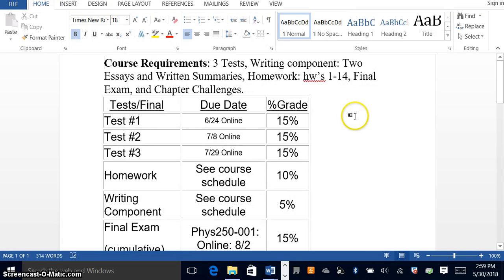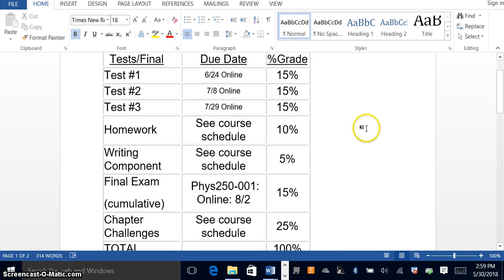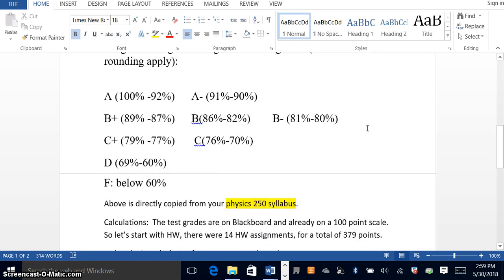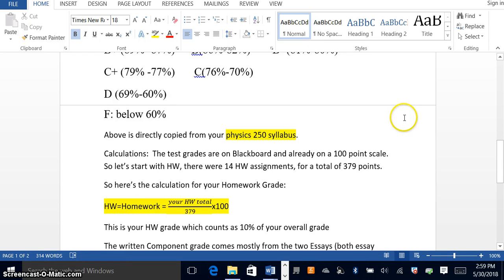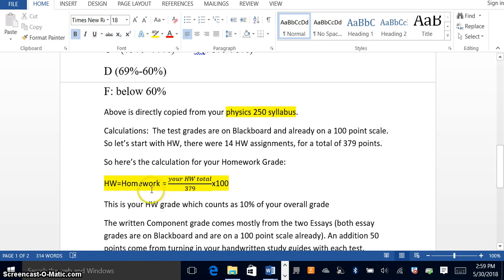This is just copied right from the syllabus. This part anyway, and then I'm showing you how to do the calculation. So, for example, your overall homework grade. I've got to put that on a 100-point scale. So what I do is I take your homework total, which is on Blackboard. You'll see your homework total and then that changes, as you do more and more homeworks.